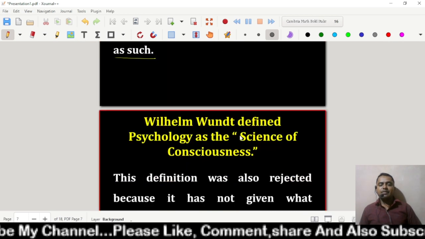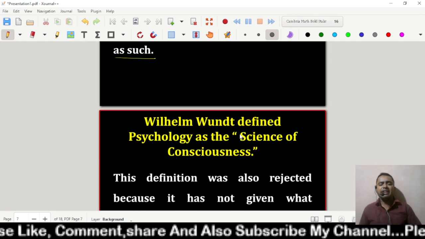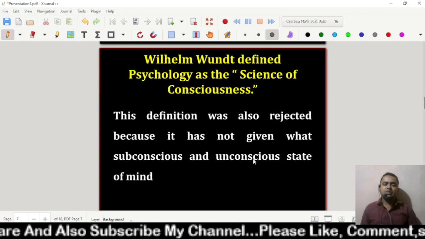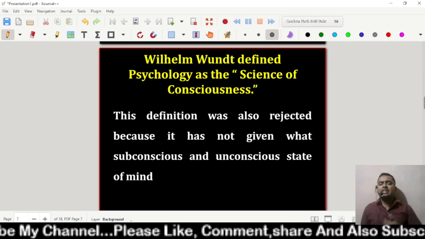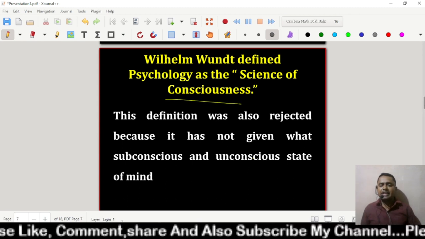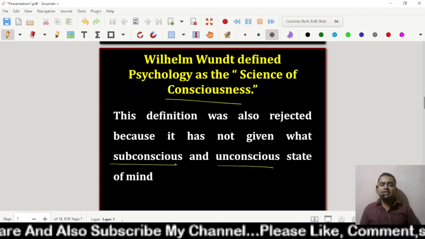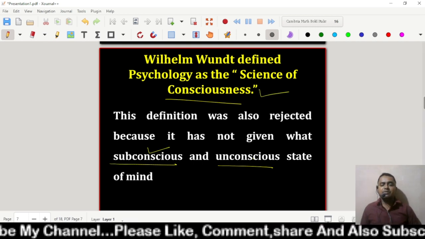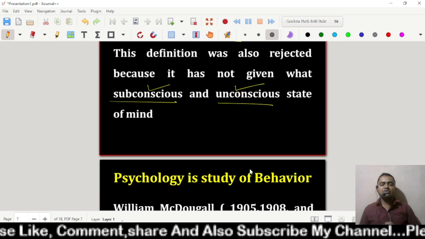Then Wilhelm Wundt defined psychology as the science of consciousness. This definition was also rejected because some psychologists did not believe it. Again the question arises: what is consciousness? An acceptable explanation was not given. It did not cover the subconscious and unconscious states of mind, only the conscious mind. So this definition was also rejected.